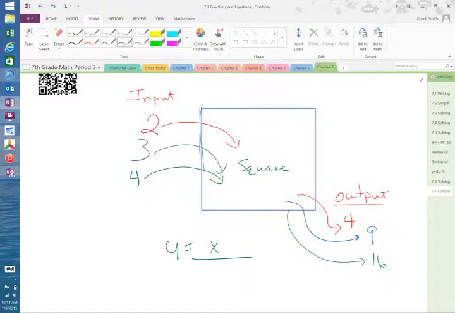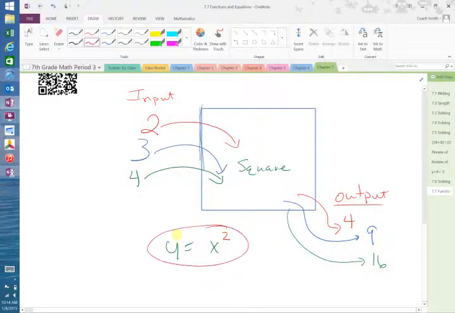How do we write that as a function? That's one of the ones we had, the y equals x squared. So this is the function rule, okay, that's going on inside that box. That is the function rule that's going on inside that box. That's what's happening to the numbers for them to come out.